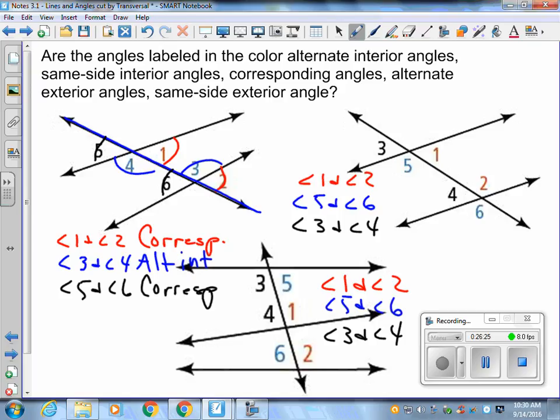Okay, over here on our next picture, 1 and 2 are both on the same side. So are they exterior or interior? All right, so same side interior. Then 5 and 6, there's one inside and one outside on the same side of the transversal. So since it's a mixture of inside and outside, it has to be corresponding, in this case because they're both in the bottom left position.